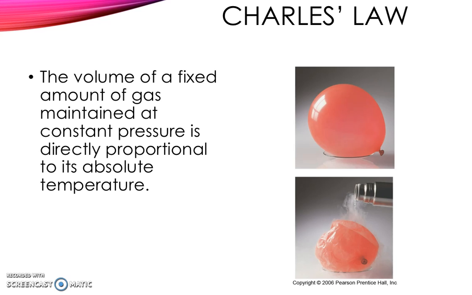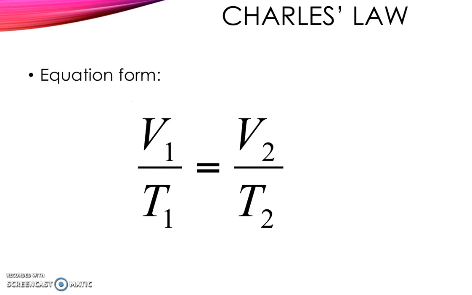But volume is directly proportional to absolute temperature. And by absolute temperature, I mean the Kelvin temperature. When we want to think about this in equation form, we could write V1 over T1 equals V2 over T2, because that shows us that direct relationship.